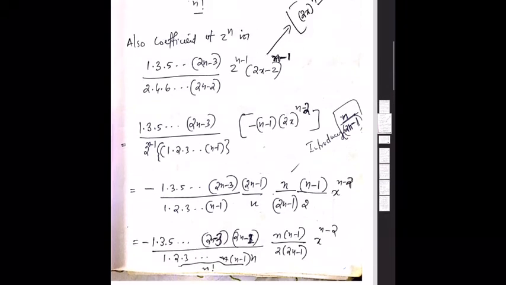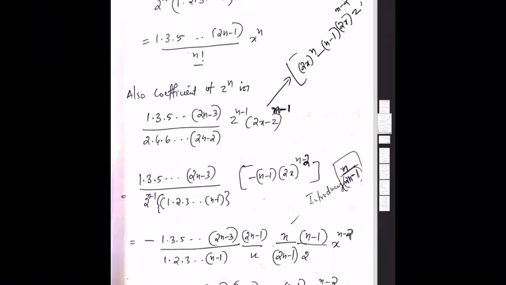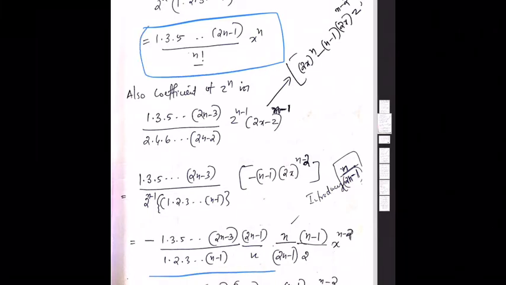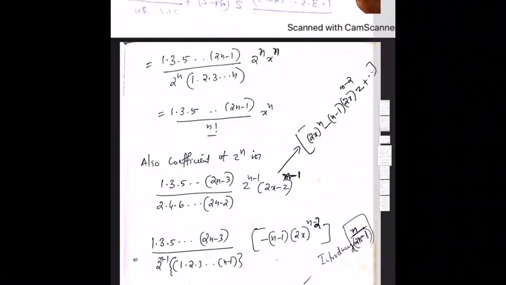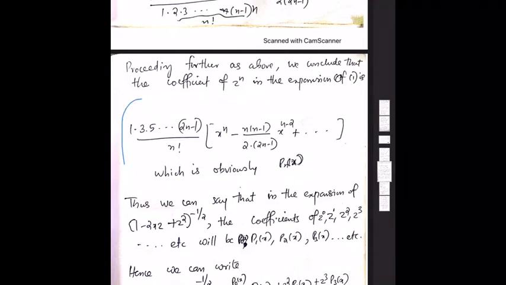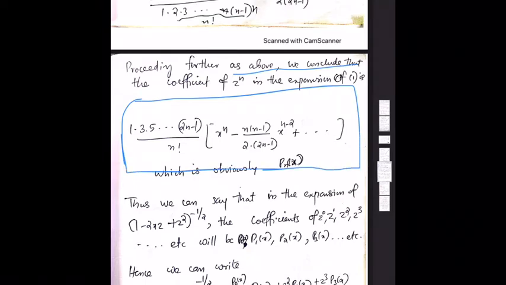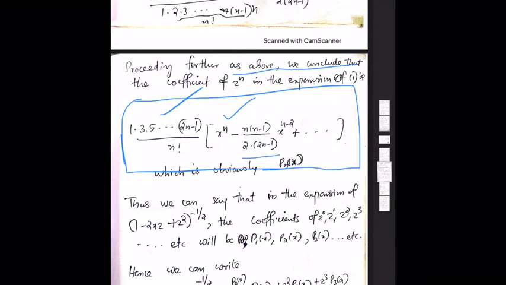Then combining, we have got the coefficient of z raised to n, the first term that is given by this, the second term that is given by this. Now we combine these two. So we get this. Proceeding further, we conclude that the coefficient of z raised to n in the expansion is given by, if I take 1 into 3 into 5 up to 2n minus 1 over n factorial as common factor, I will have x raised to n here, and n into n minus 1 by 2 into 2n minus 1, x to the power n minus 2 here.